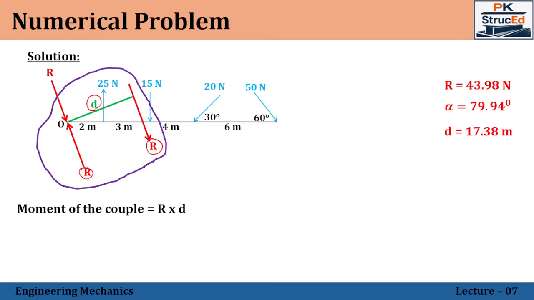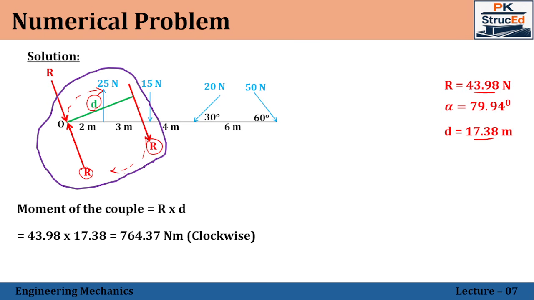Right. So the moment of the couple will be R into D. So R is 43.98 and D is 17.38 that we have calculated recently. So substituting that value, we'll be getting the moment of the couple as 764.37 Newton meter. So it tends to rotate in this way. So it's a clockwise couple.